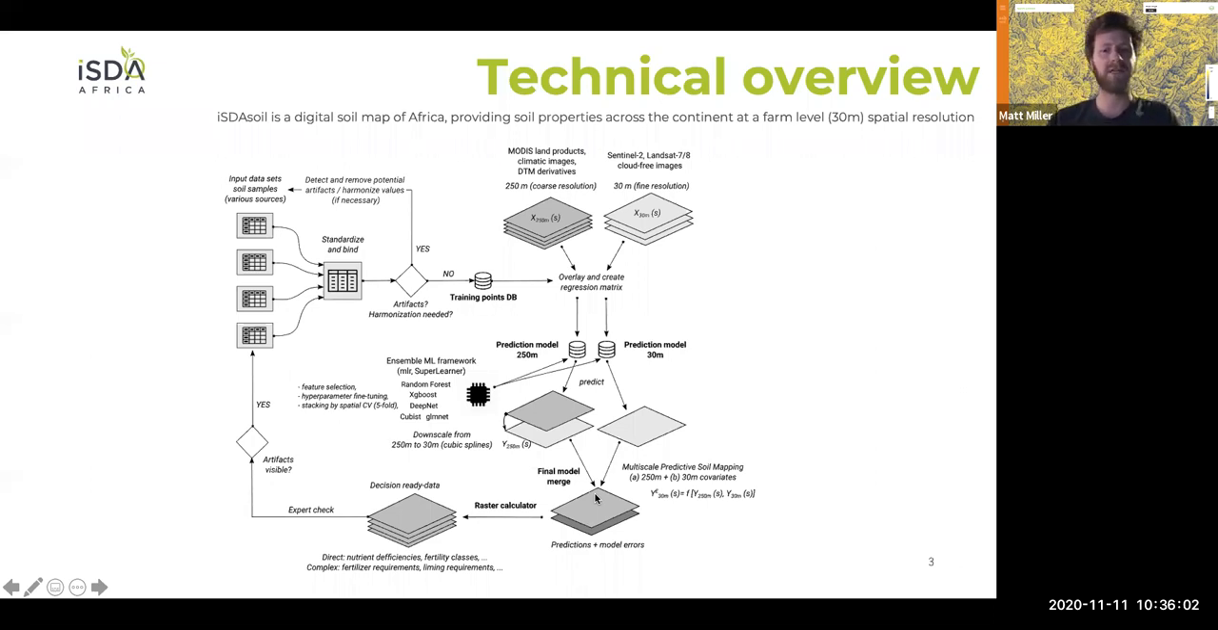And from that, we produce a data layer and an uncertainty layer. And finally, the expert check. So this is really important to make sure that these results make sense to people that understand this. And the whole process was iterative.